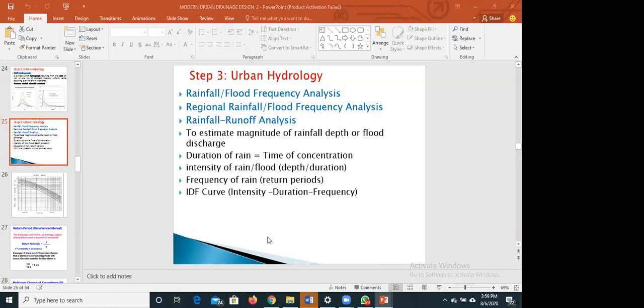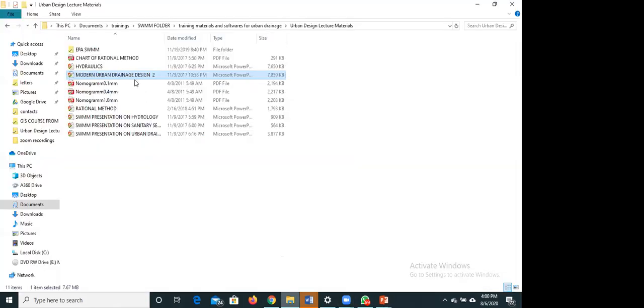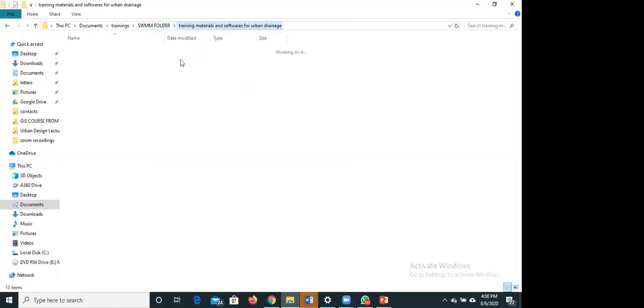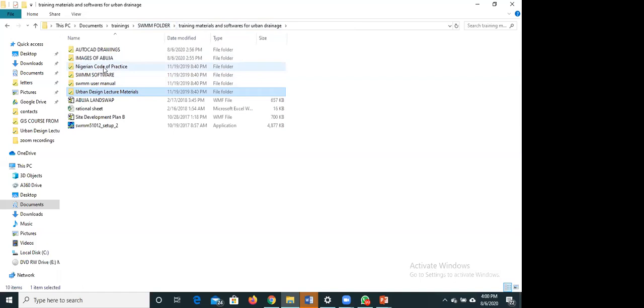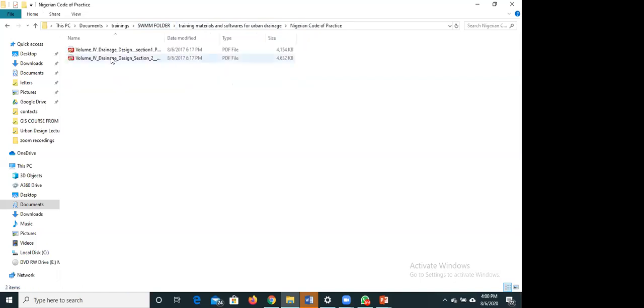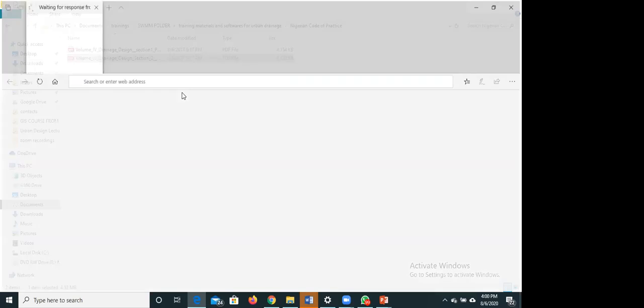The next thing now is your IDF curve, your intensity duration frequency curve. In other words, what is the intensity of rain in this area? You now do it for all the areas, or for a particular city. Every particular city has its own IDF. And that is what I said in our highway manual, which I have shared with us. You see the IDF, this is the Nigerian Code of Practice. You see the IDF curve of all the cities in Nigeria, done by the Federal Ministry of Works.